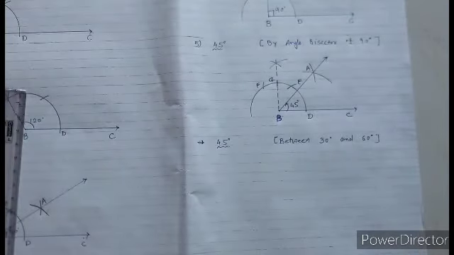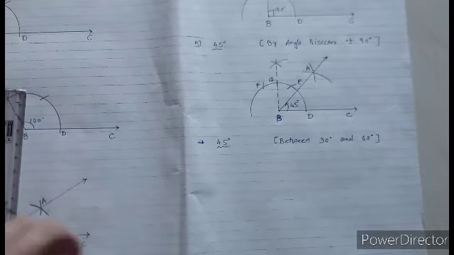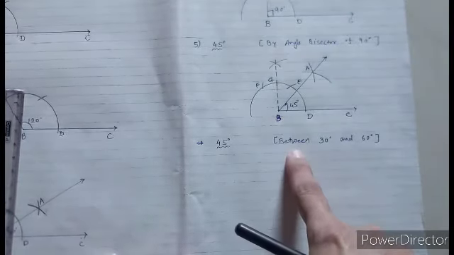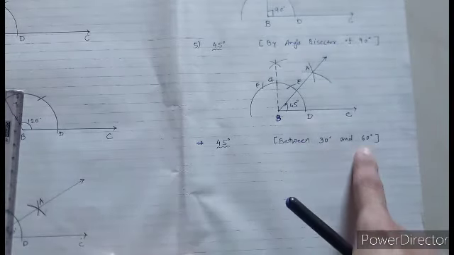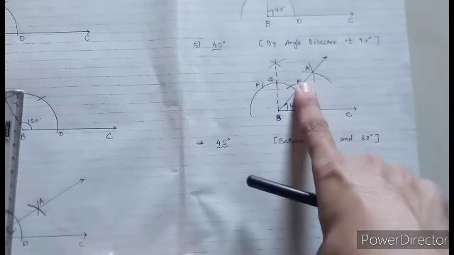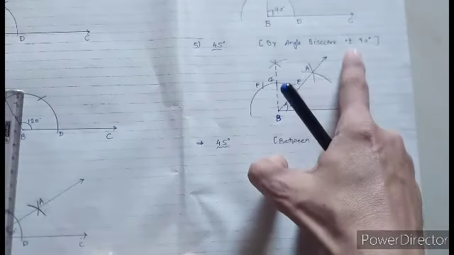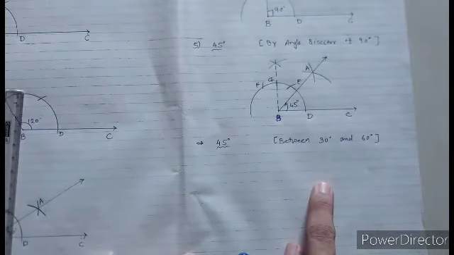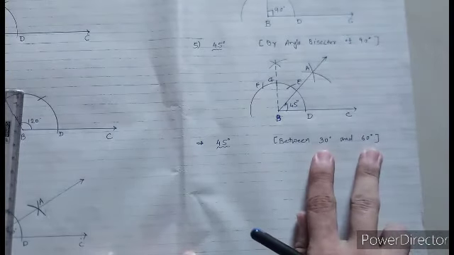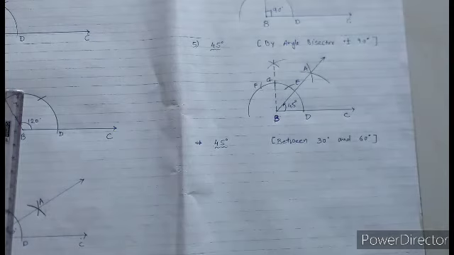The second method to construct a 45 degree angle is to draw a ray between 30 degree and 60 degree angle. The previous method was by the angle bisector of 90 degree, and the next method will be a bisector between 30 degree and 60 degree angle. Let us see how to do it.